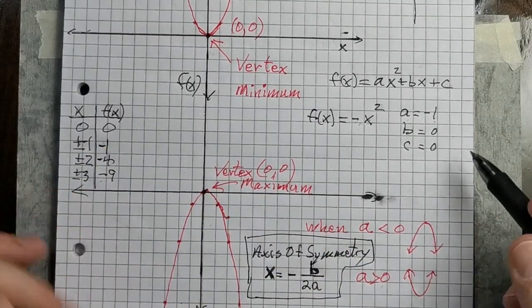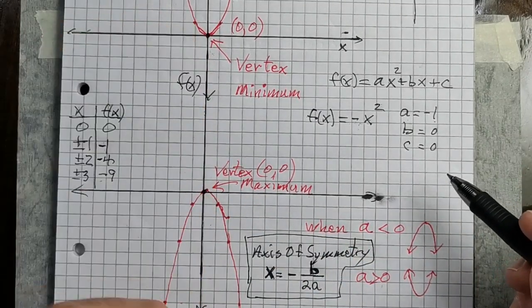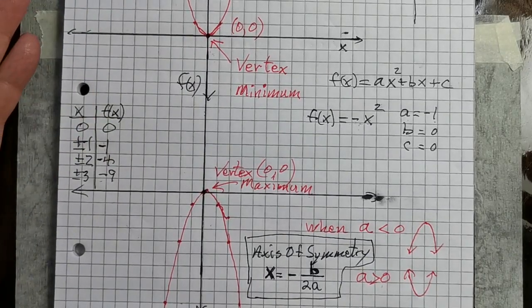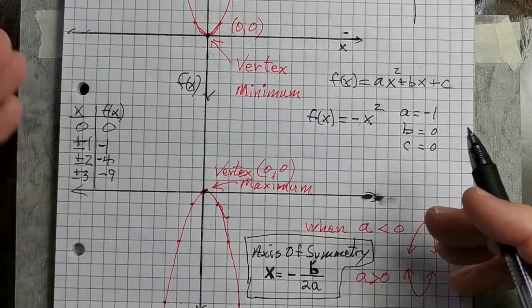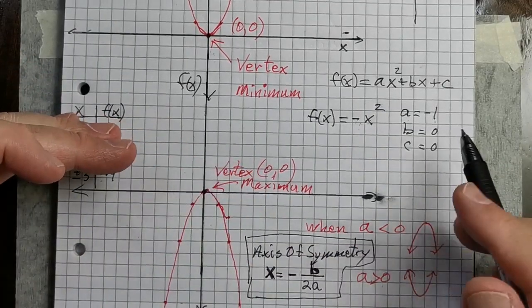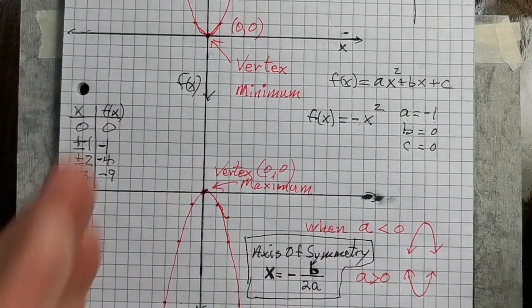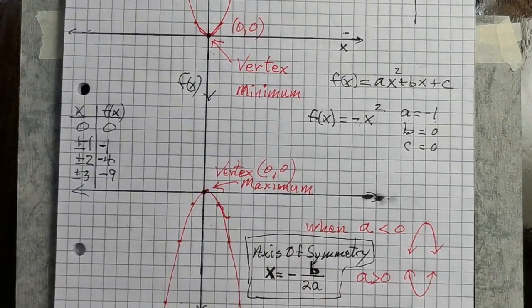And again, remember, x is a constant on a vertical line. Vertical lines are of the form, putting them in standard form, x equal a constant. Remember, horizontal lines, y equals a constant. Vertical lines, x equals a constant.